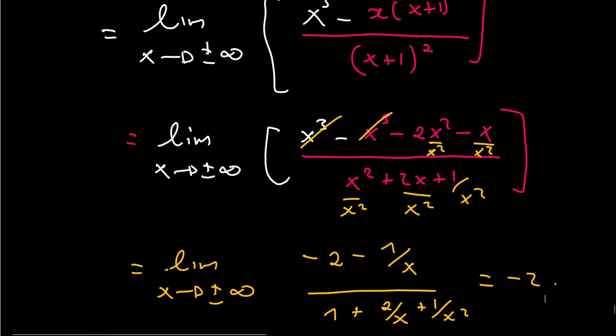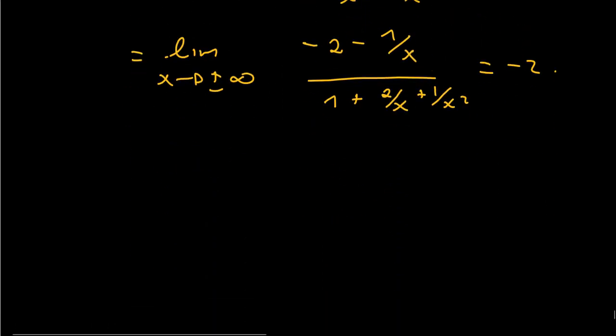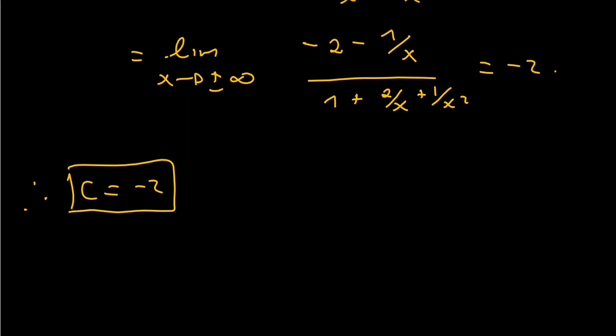So at the end we get that c is equal to negative 2. Now we can state the equation of the asymptote. So the equation of the asymptote y is equal to m, which is 1 x minus 2. So that's the equation of our slant asymptote.